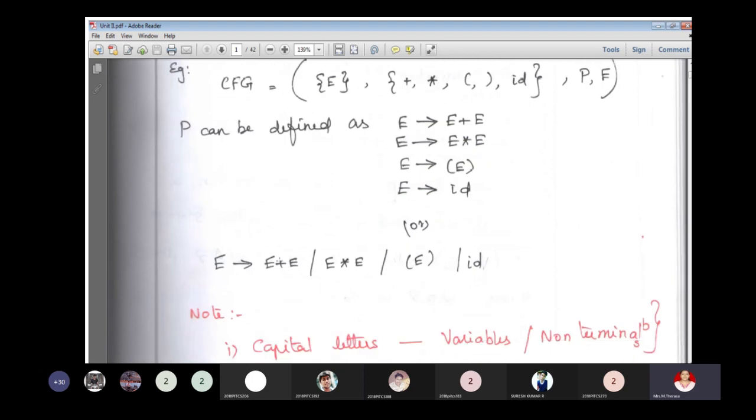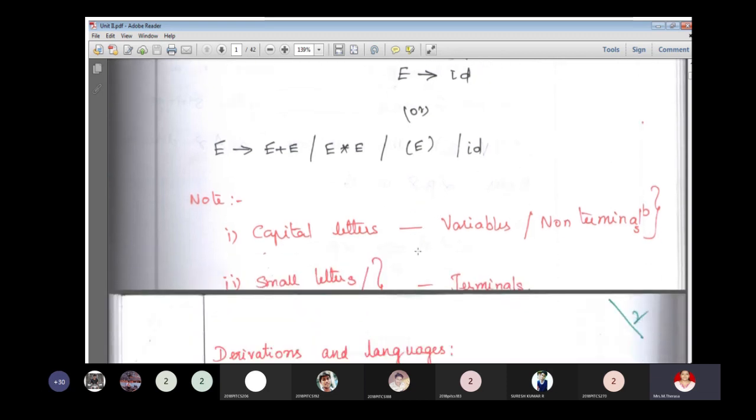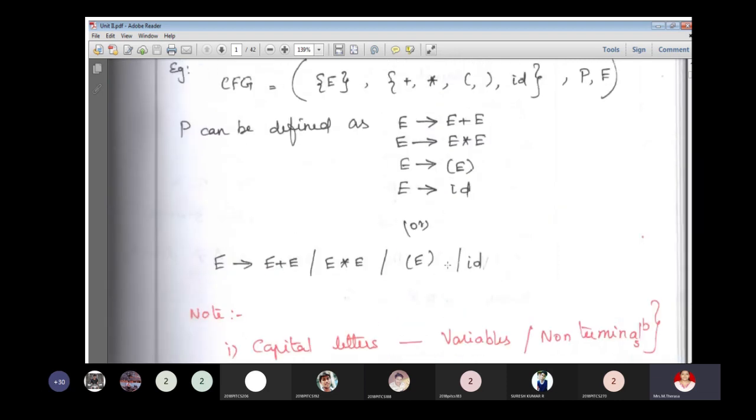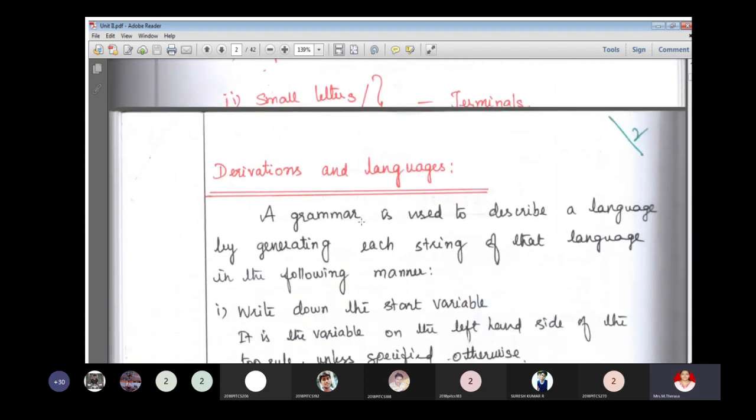Or else we can write this production rule with the or operator, like E tends to E plus E or E star E or open bracket E close bracket or ID. We have to note that we always use capital letters to represent variables. The variables are otherwise termed non-terminals, and small letters or any special characters can be used to represent the terminals. So here also you can see capital E representing the variable, and here you have ID in lowercase and special characters like plus, star, open parenthesis, close parenthesis to represent terminal symbols. Okay, so next we'll see derivations and the languages.